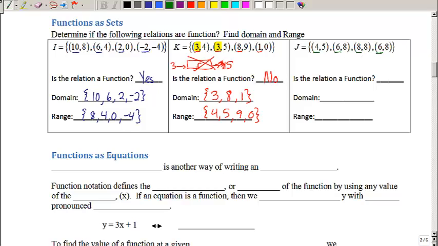What's a little concerning is that we have two 6's. Now let's take a look at those two 6's a little bit closer. This 6 is being mapped to 8. This 6 is being mapped to 8. Is that okay?